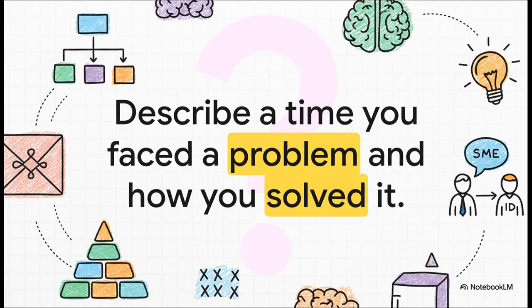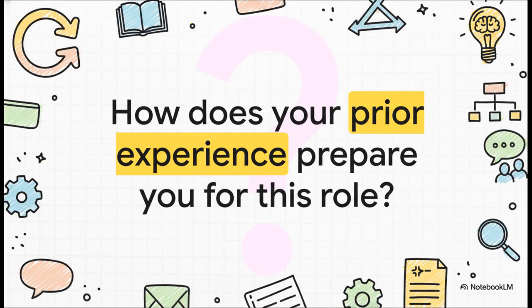Here, they're looking for resilience. Can you handle it when things go wrong? 'Cause they will. My advice? Use the STAR method: situation, task, action, and result. Tell a clear, concise story. Don't focus too much on the problem. Focus on your actions and the awesome result you achieved.